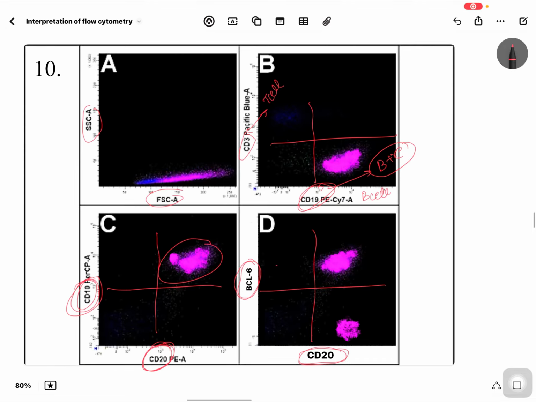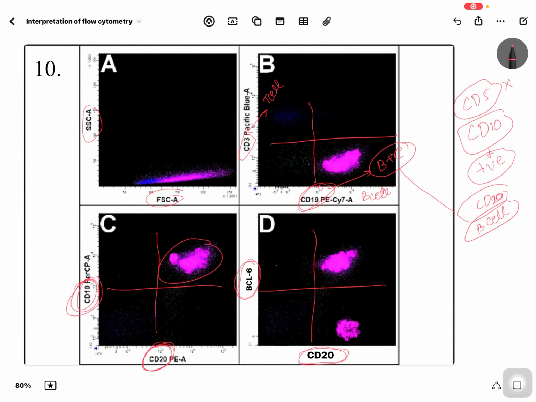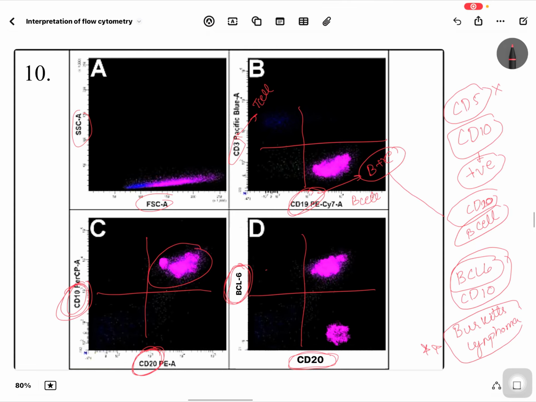So what does that mean? Is there anything given about CD5? No. Is there something about CD10? Yes, it is showing positivity. CD20 is showing positivity, and CD19 is also positive. That means it is related to B cell neoplasm. But a B cell neoplasm with BCL6 positivity along with CD10 is nothing but Burkitt's lymphoma. Understood? That is how we deal with flow cytometry.